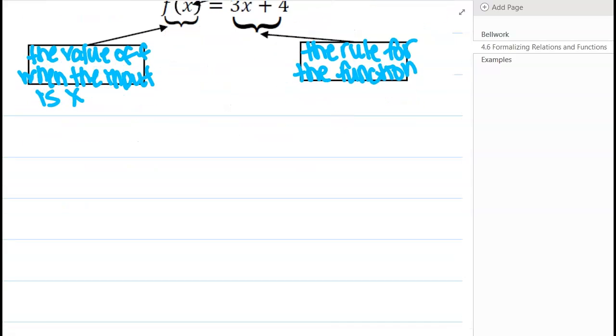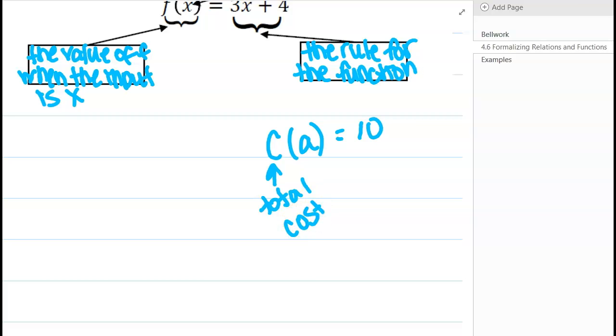So, for example, maybe I have a function that says c of a, and maybe c of a is 10. So maybe function c represents the total cost of something, maybe the total cost of apples. I'm making something up here. So when you find c of a, the total cost of this many apples is $10. That's what function notation does. It takes something that you normally have to write in a big sentence into a condensed version. We'll talk more about that tomorrow.